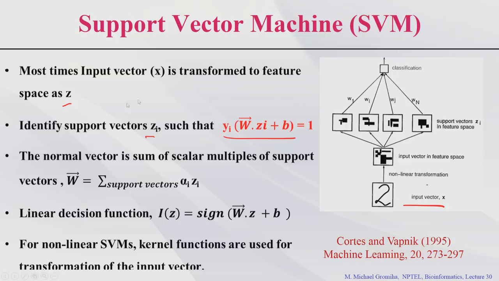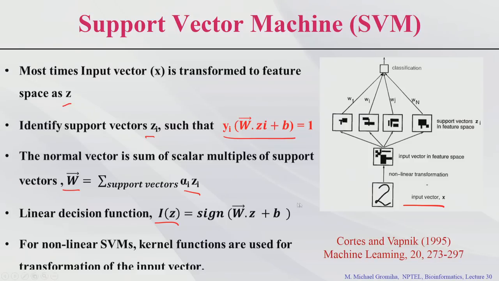If you define the support vectors in such a way that yi times the dot product of w and zi, plus b, equals 1, then you take the normal vector, which is the sum of the scalar multiples of the support vectors. Alpha is a constant, z are the support vectors, and you take the sum over all support vectors to get w, the normal vector. Then the decision function of z is the sign of w dot z plus b. If it is a plus or a minus, you can define the different classes.